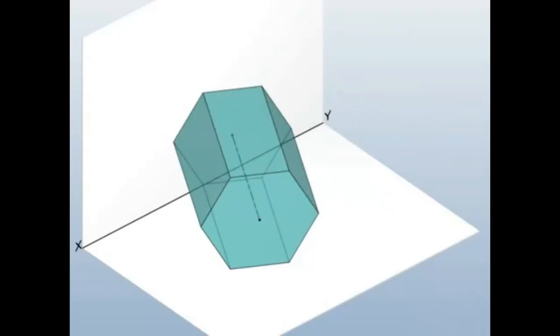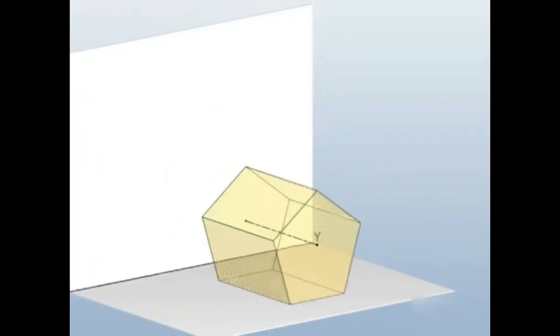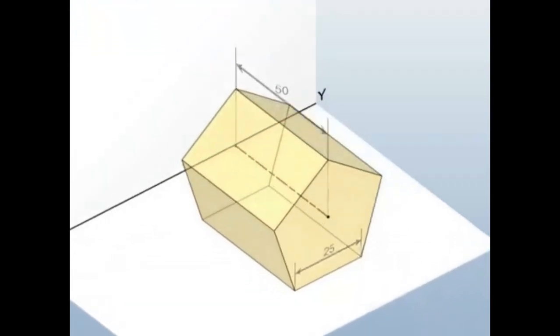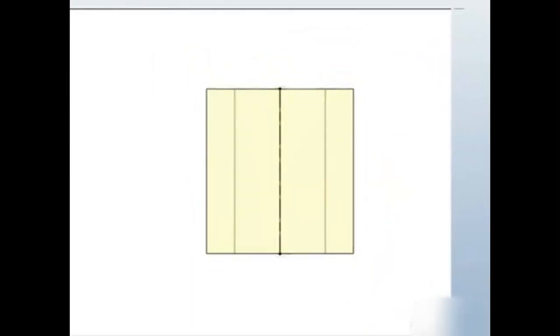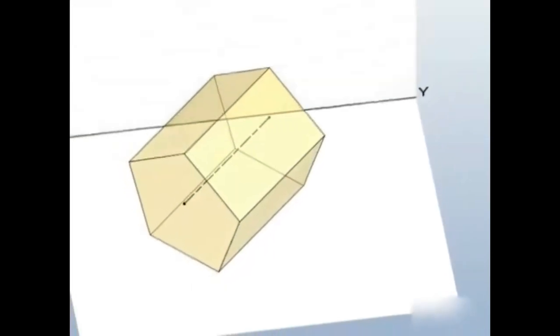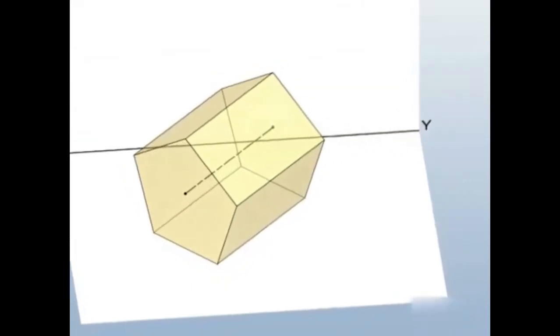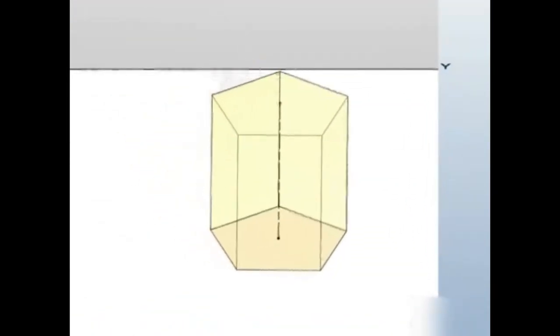To understand this method, let's solve a problem. A pentagonal prism has a base side length of 25 mm and an axis length of 50 mm. It is resting on one of its rectangular faces on HP. The axis is inclined at 45 degrees to the VP. Now, to draw the orthogonal views in this position, we shall assume that its axis is perpendicular to VP.